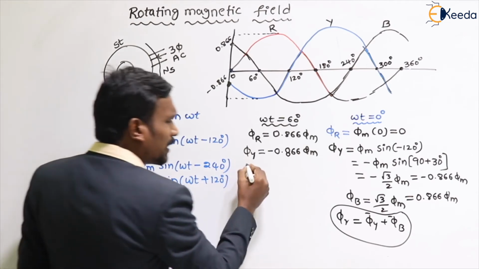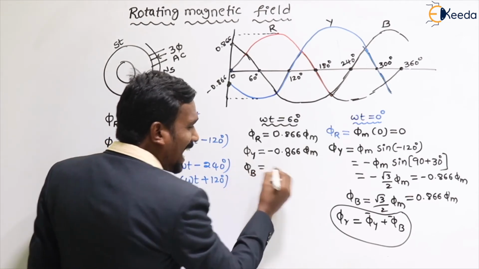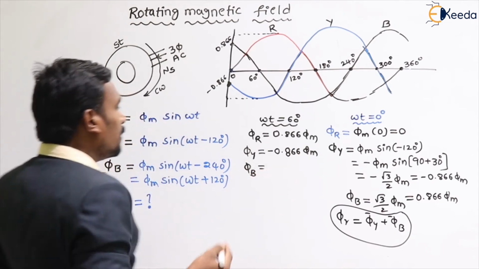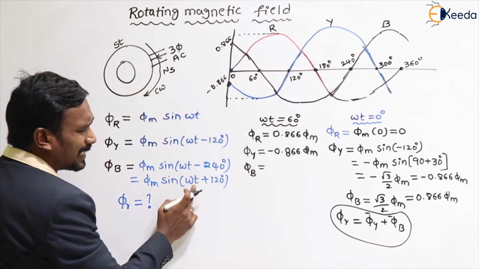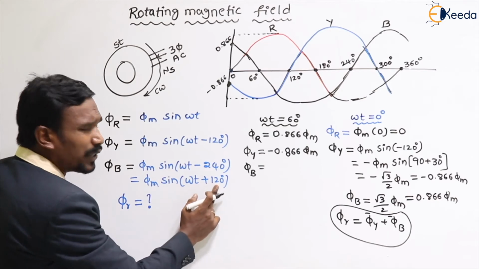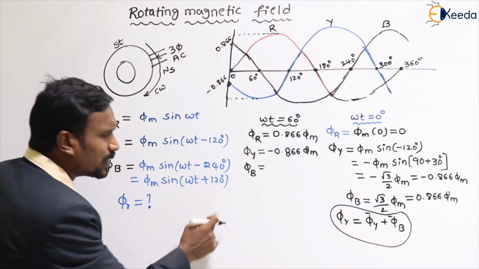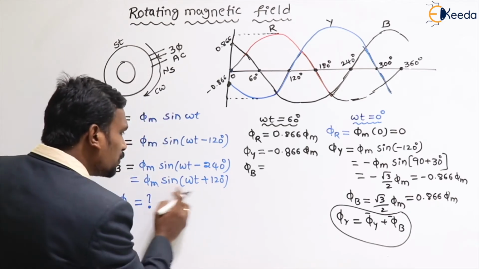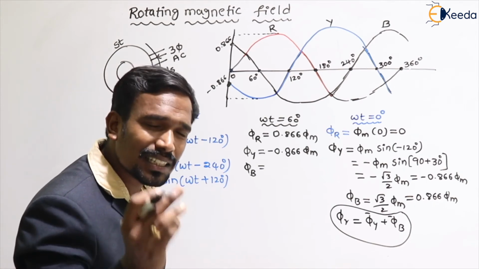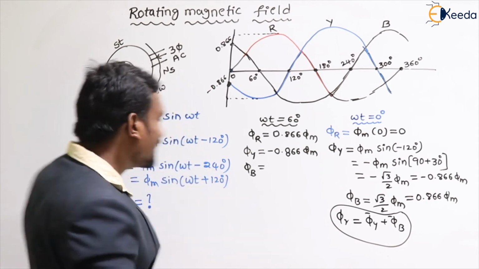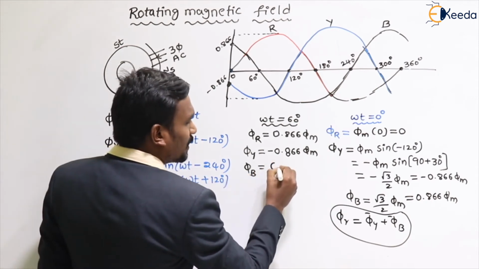Yeah, it's good, sir. Very nice. You people are very active, I know. So tell me, what about B? Very simple. If it is 60 plus 120, that is 180, and sin 180 is 0. That's why the B phase is 0.